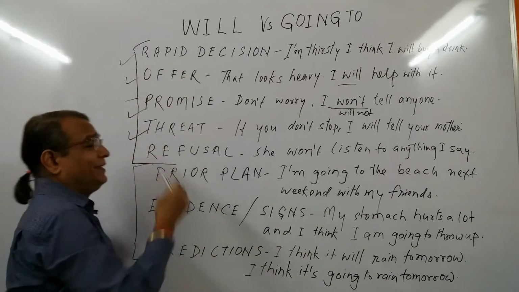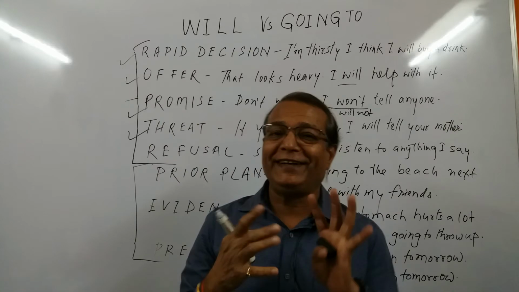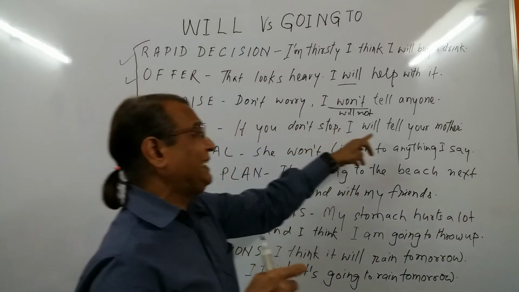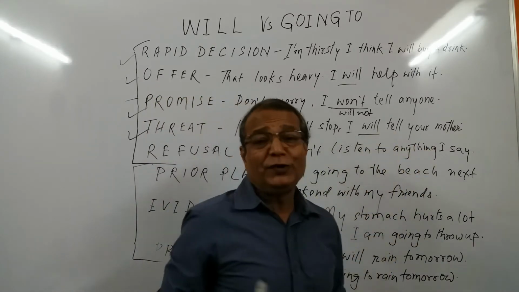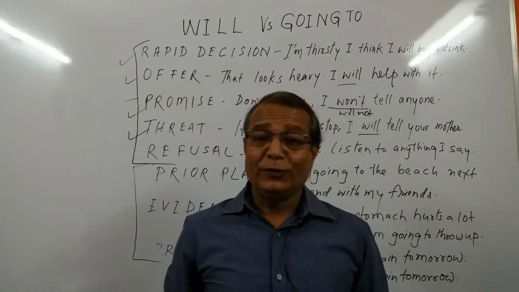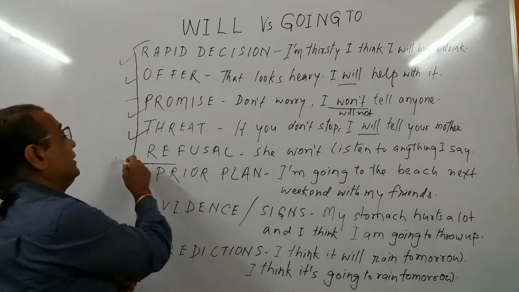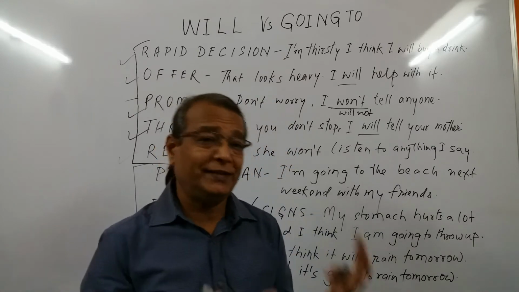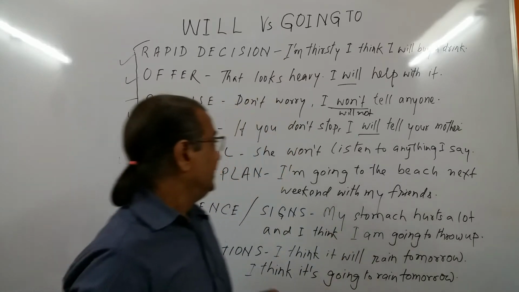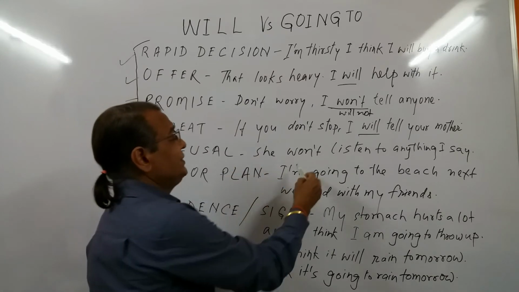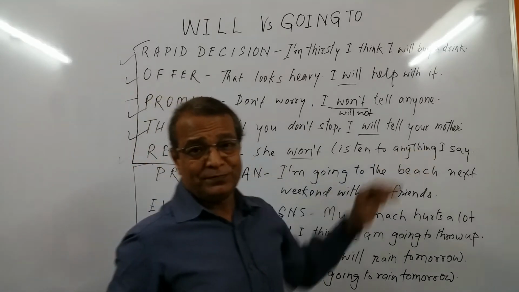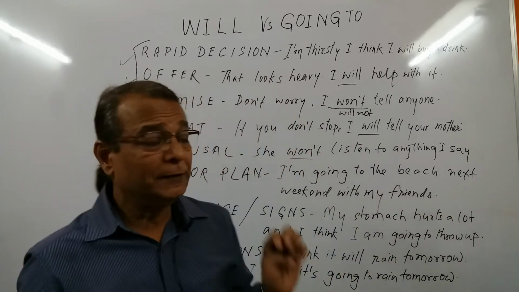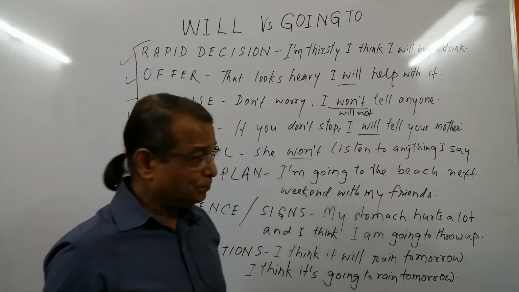Next one is threat. What is a threat? Everybody knows that. You are threatening or blackmailing someone, and then we use will again. If you don't stop, I'll tell your mother. Again you are using will here. The next one is refusal. Sometimes we refuse something, and people refuse what we say. Then also we use will. Sentence example is, she won't listen to anything I say. That means maybe she is arrogant or stubborn or whatever, but she won't listen to anything I say.